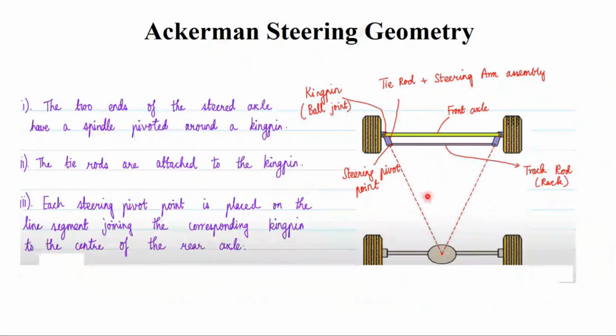Okay, steering pivot point. And you see here, the geometry should be such that the rear axle center point, the steering pivot point, and the ball joint or the kingpin point should form a straight line like this. And this is on the inner wheel. Similarly, on the outer wheel also, it should form the line like this.